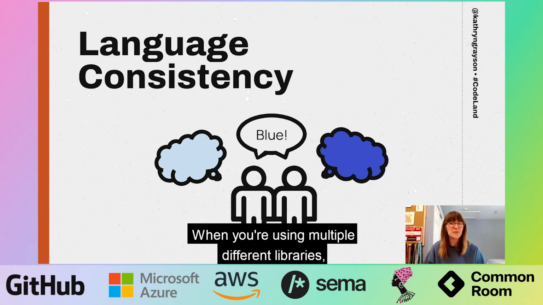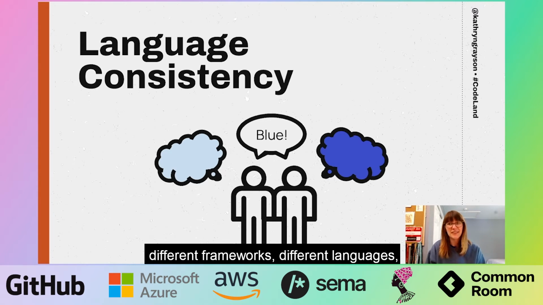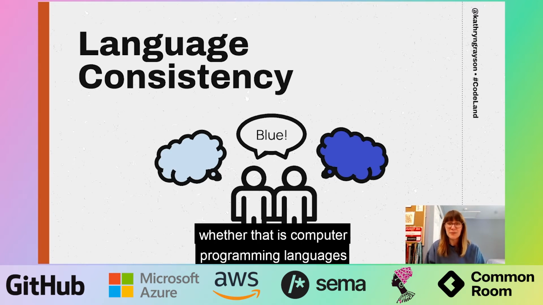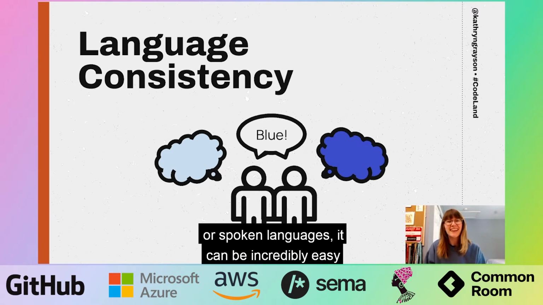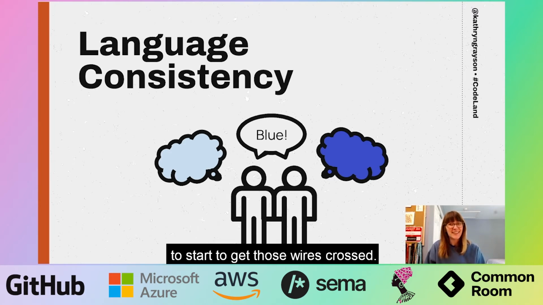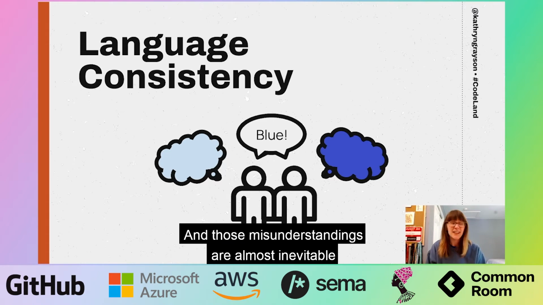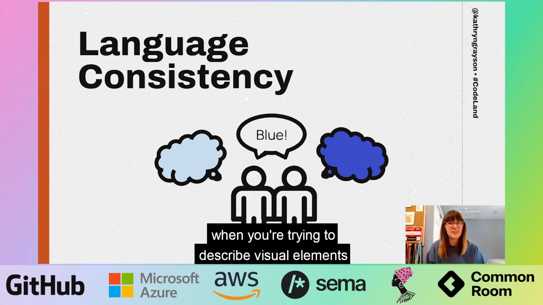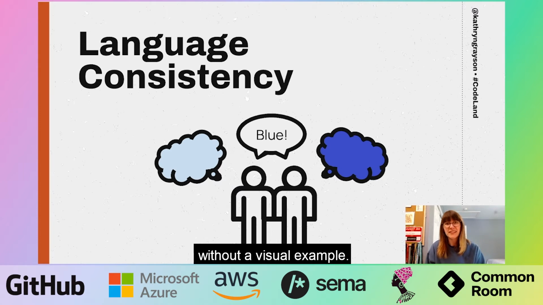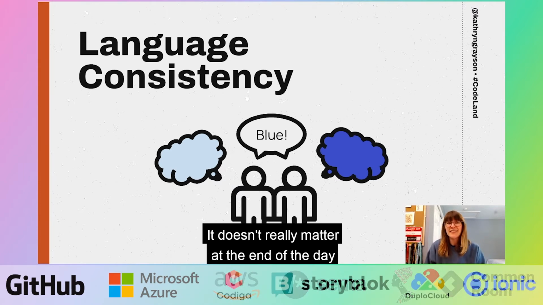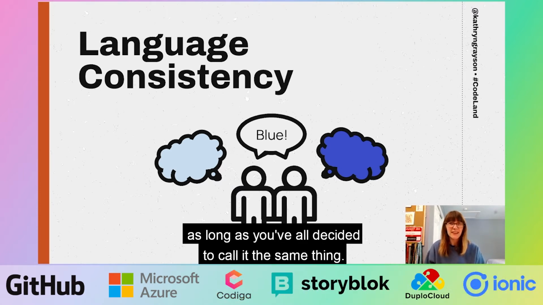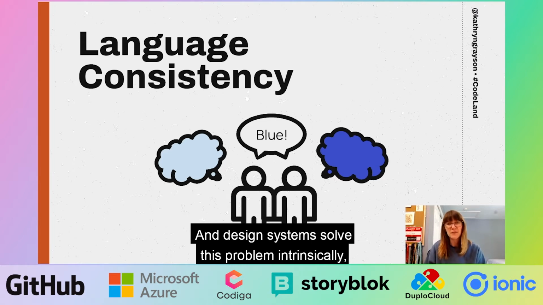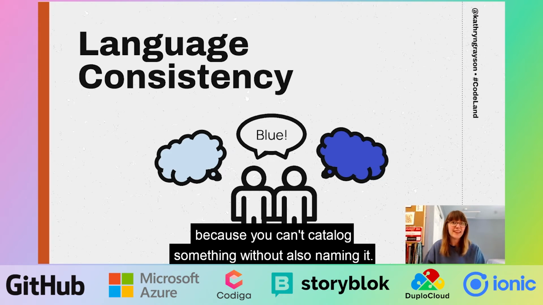When you're using multiple different libraries, different frameworks, different languages, whether that is computer programming languages or spoken languages, it can be incredibly easy to start to get those wires crossed. And those misunderstandings are almost inevitable when you're trying to describe visual elements without a visual example. It doesn't really matter at the end of the day what something is called, as long as you've all decided to call it the same thing. And design systems solve this problem intrinsically because you can't catalog something without also naming it.